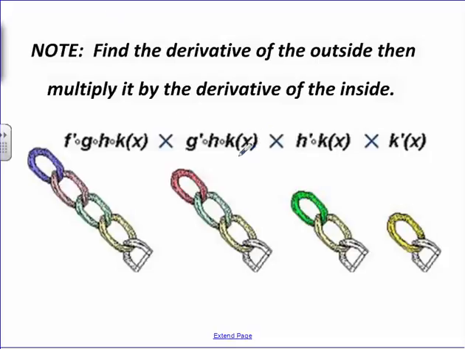Now, I should point out one more thing. The reason we call this the chain rule is that this can work for multiple functions that have composites inside. You can have a function inside another function inside another function, like f of g of h of k of x. You'd write that as f, g, h, k, x. Or you can have a k inside an h, and h inside a g, and g inside an f.